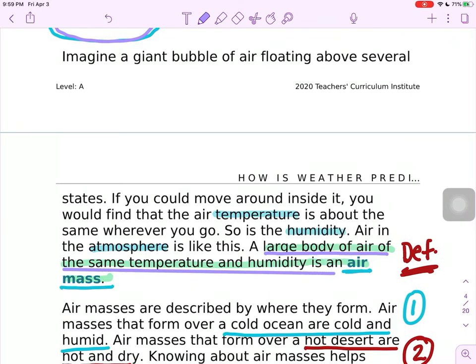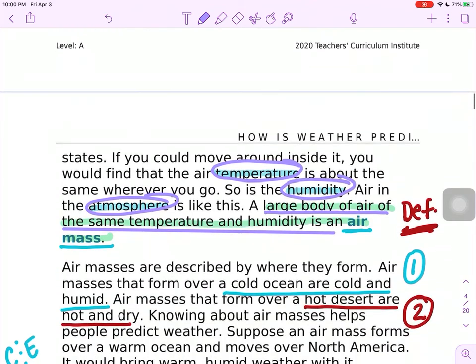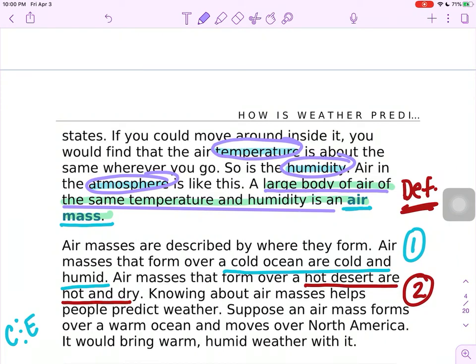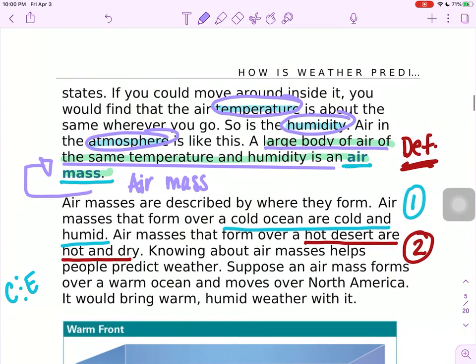So that's my definition. I also noticed that the words temperature, humidity, and atmosphere are already words that we have talked about in prior science lessons that are probably in your Book Creator weather books. So you might want to be adding air mass to your Book Creator and using this definition.